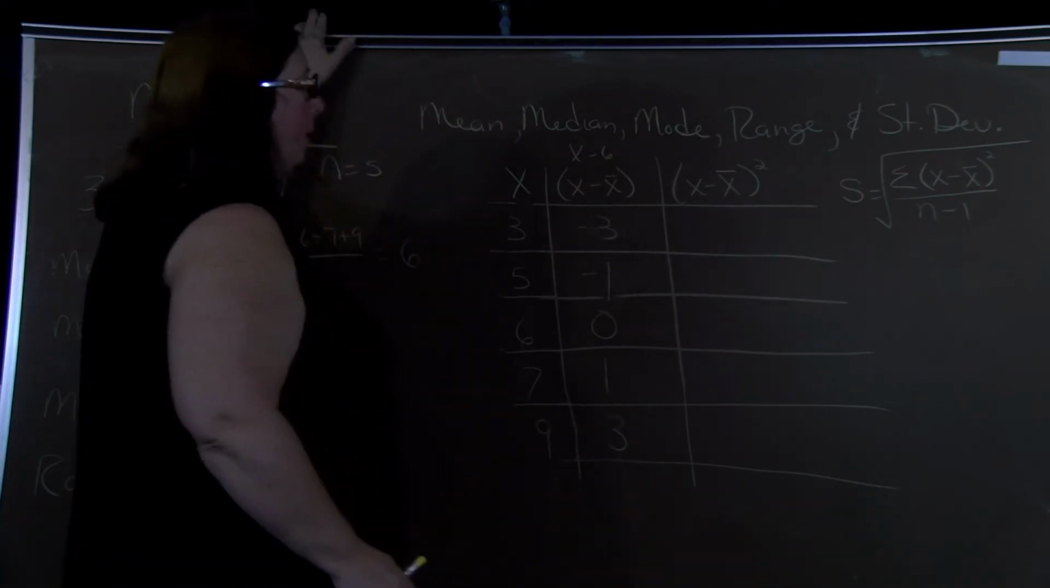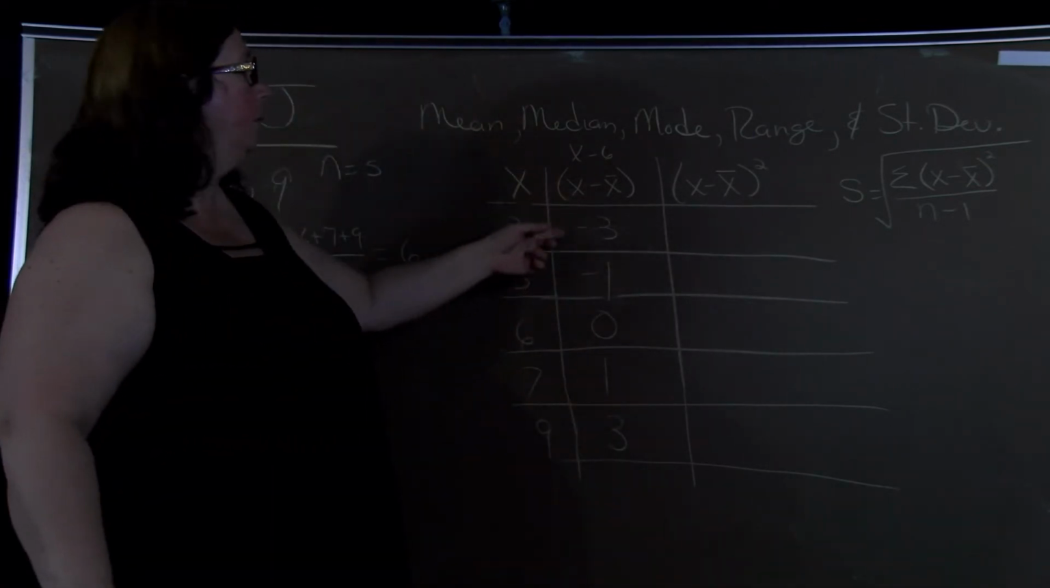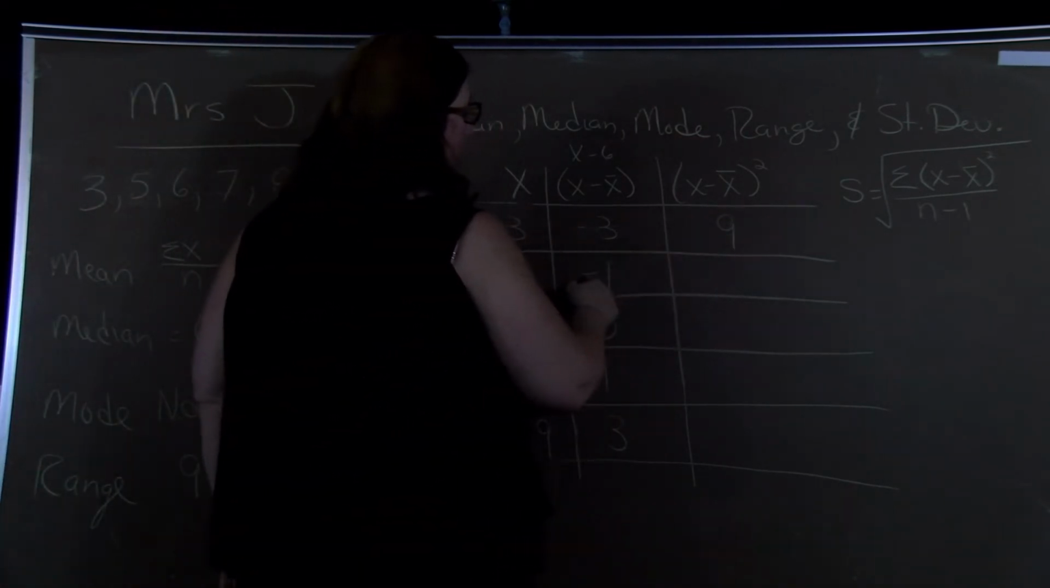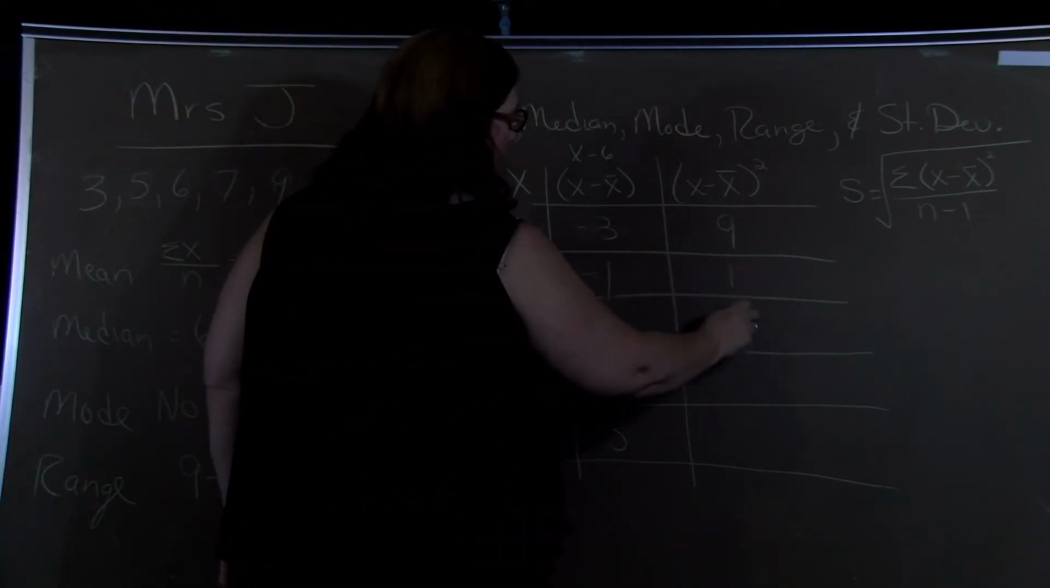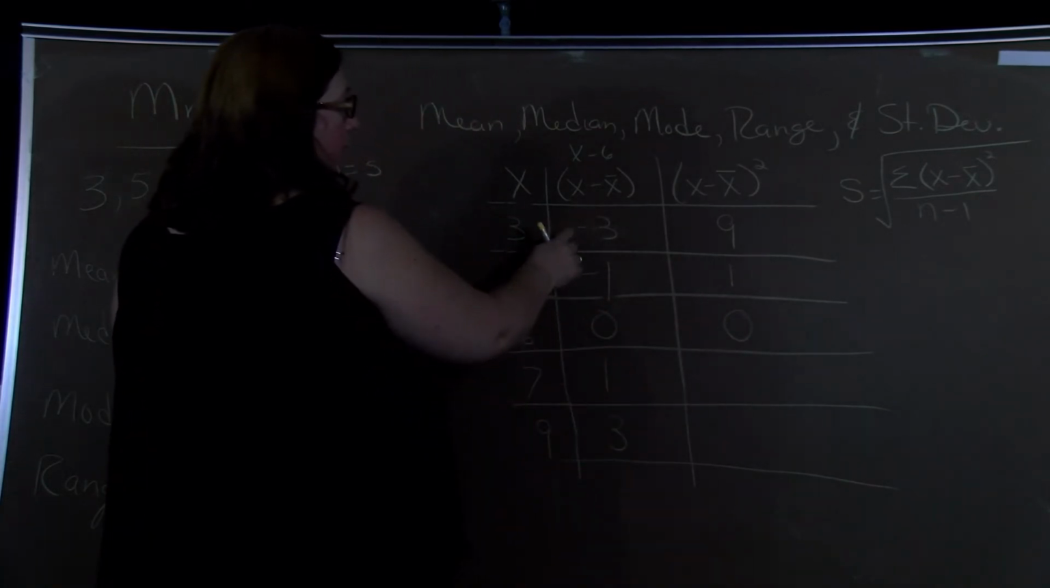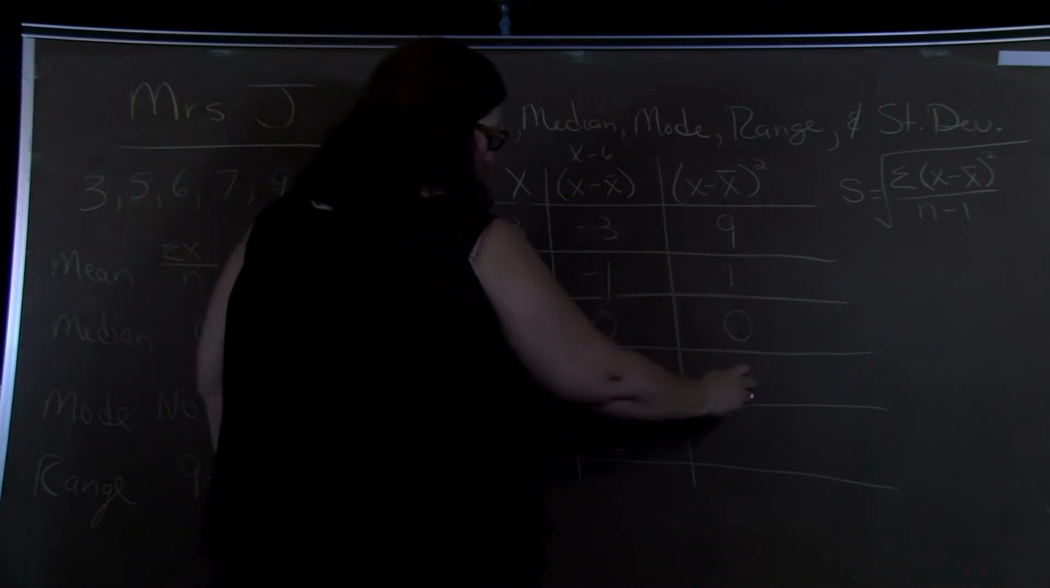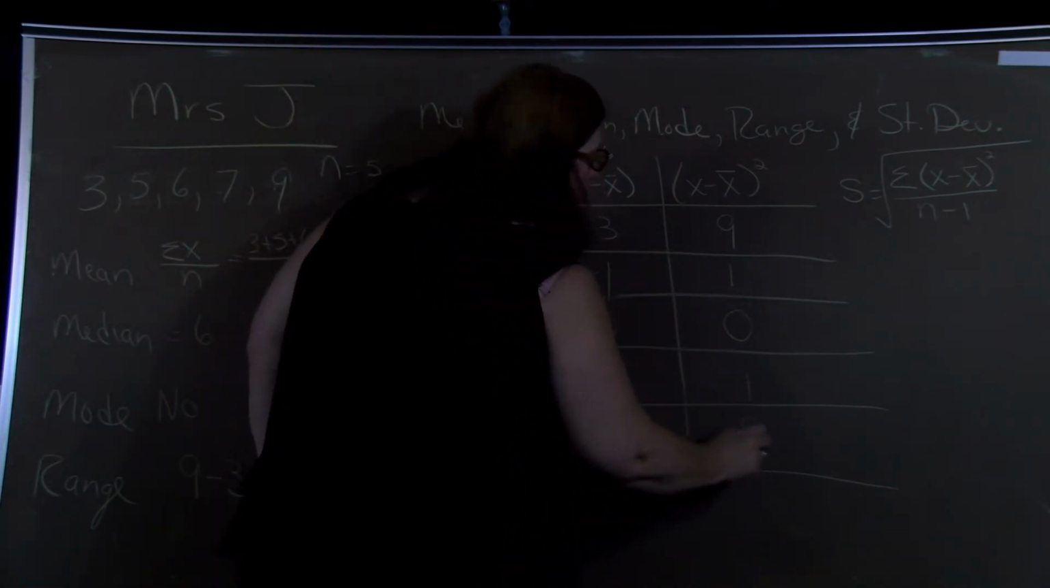But the signs don't matter because notice when we square it, negative 3 times negative 3, 9. Negative 1 squared is 1. 0 squared is 0. So you're just taking each of these values and squaring them. 1 squared is 1 and 3 squared, 9.